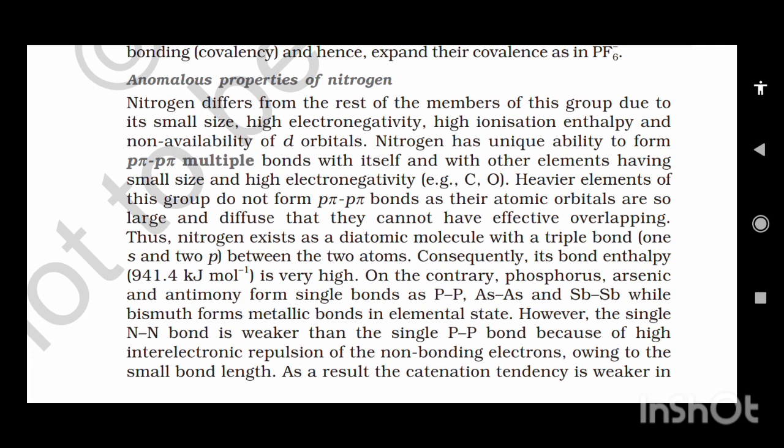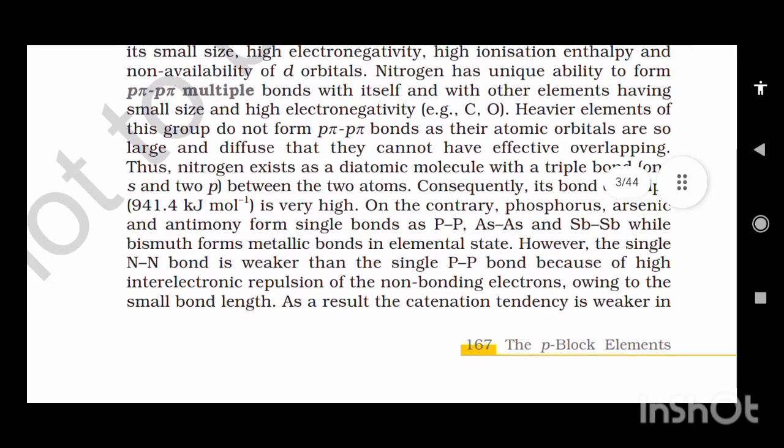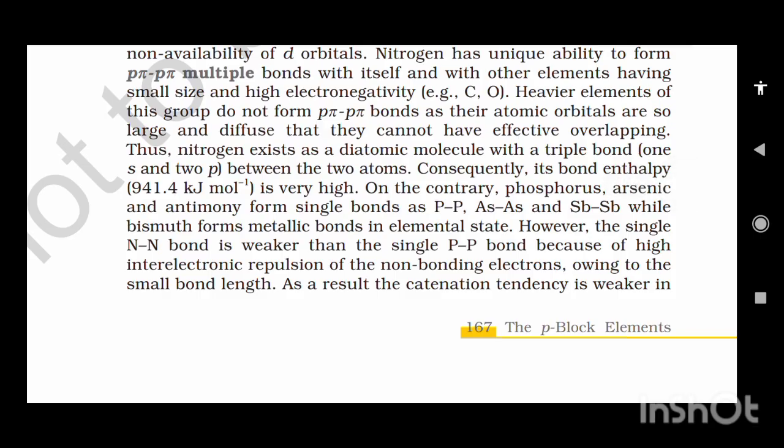Thus, nitrogen exists as a diatomic molecule with a triple bond between the two atoms. Consequently, its bond enthalpy is very high. On the contrary, phosphorus, arsenic and antimony form single bonds as P-P, As-As and Sb-Sb, while bismuth forms metallic bonds in the elemental state.